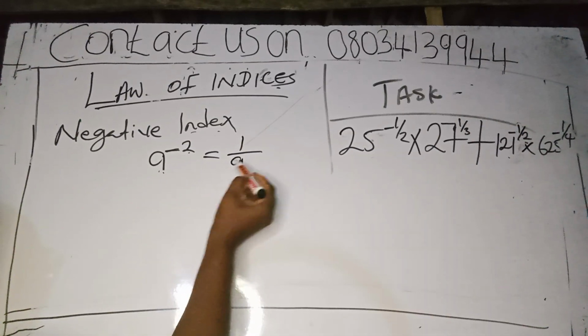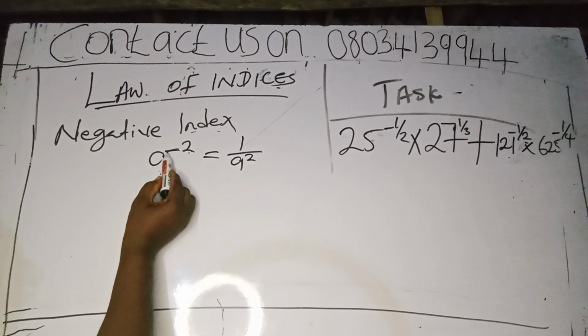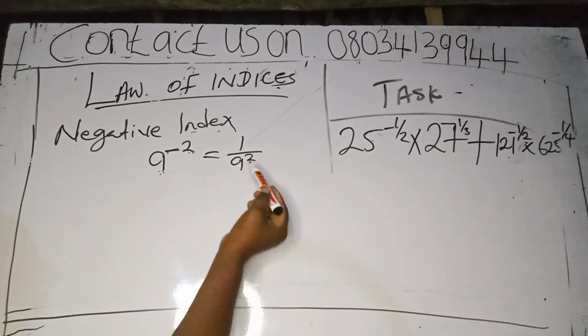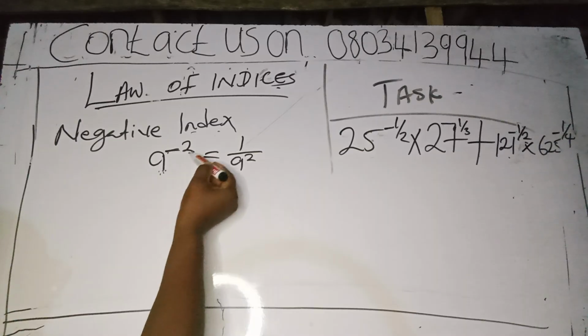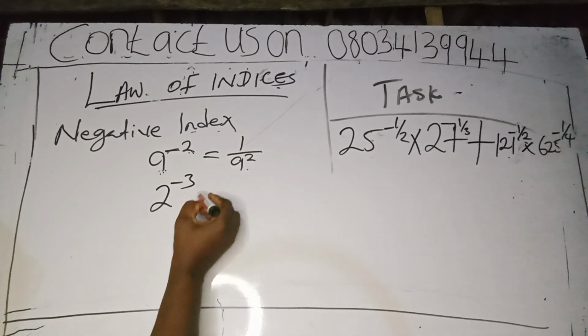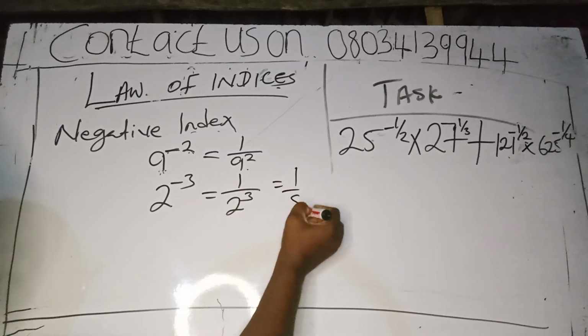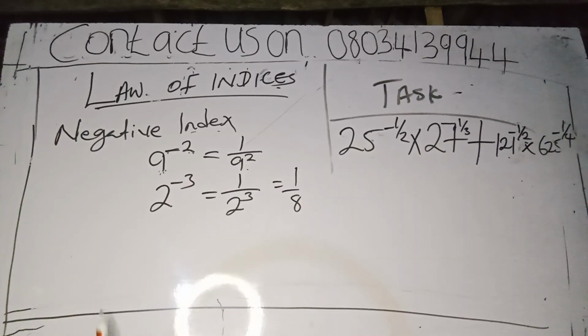Now I bring back my a raised to power of 2. So anytime a base is raised to a negative power, it is expressed as the reciprocal of the base and its power. So if I have 2 raised to power of minus 3, I'm going to be having 1 over 2 raised to power of 3, which is 1 over 8. So hope you are still there.